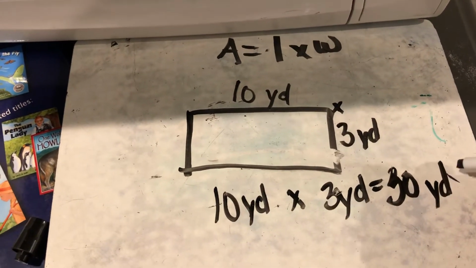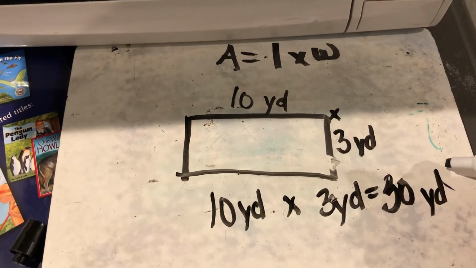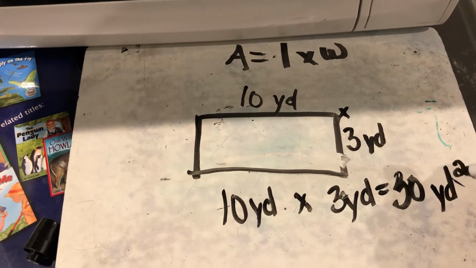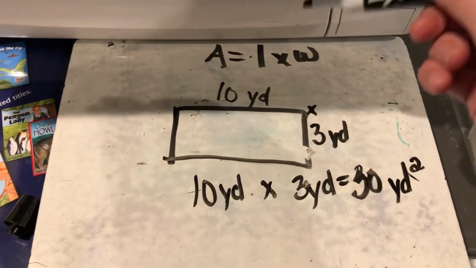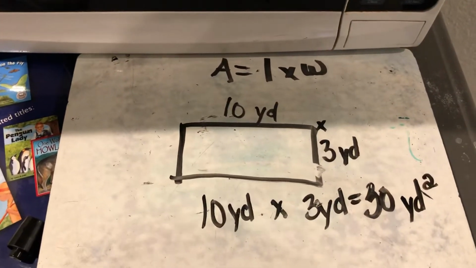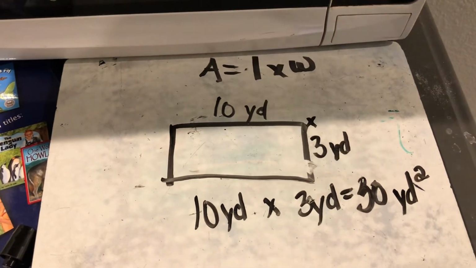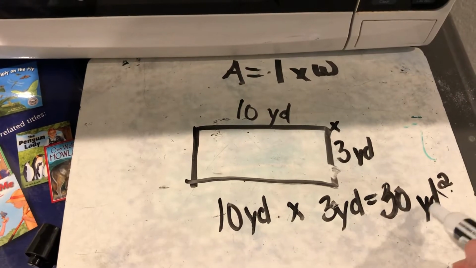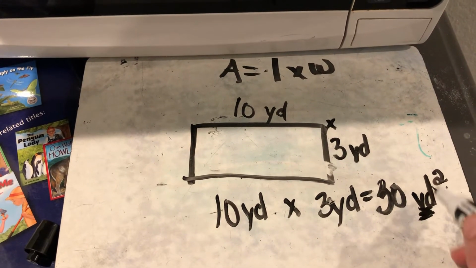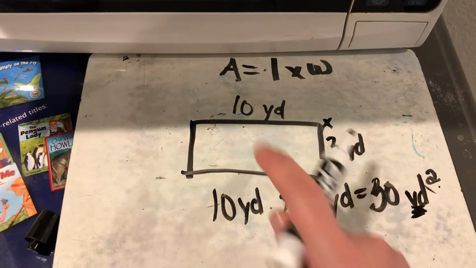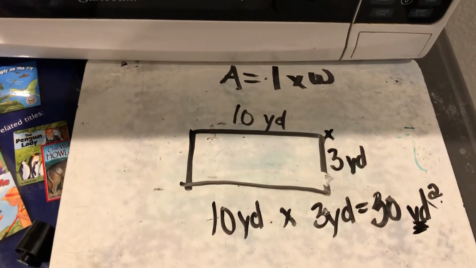30 yards. Remember, if you're doing area of a rectangle, you need to make that little 2. That's squared. That means I multiplied 2 measurements, 2 sides of a rectangle together. Okay? We measure in square measurements. So make sure you put your measurement, whatever you're measuring by, and put squared. Okay, so the answer to this one is 30 yards squared.